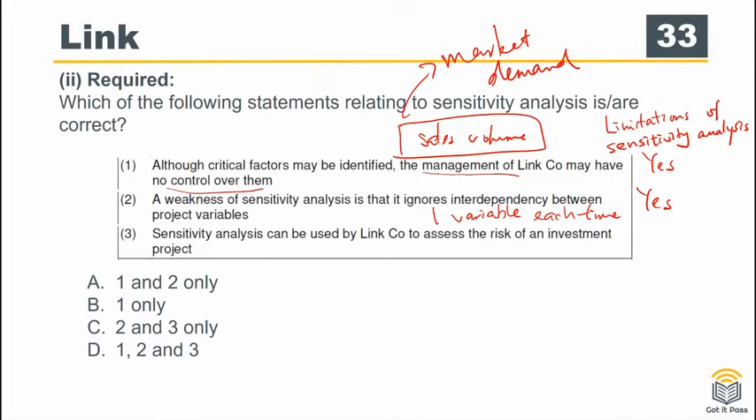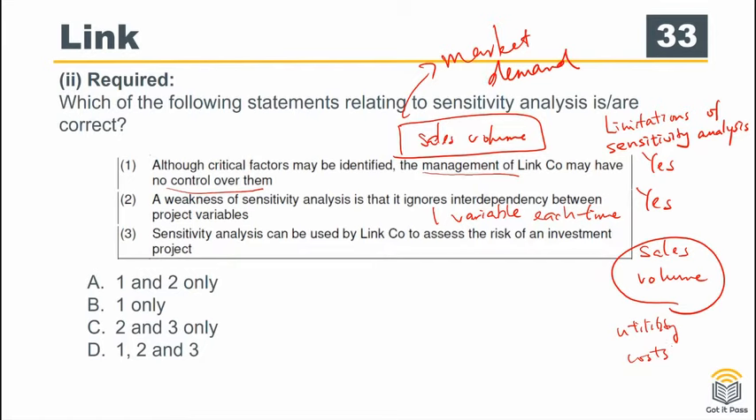For example, we are talking about sales volume, right? We identify this as one variable, and the other one, for example, let's say the utility expense or utility cost.